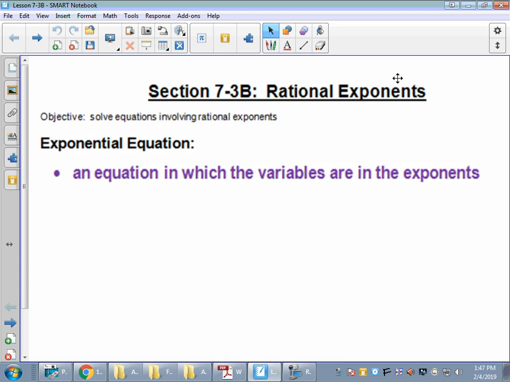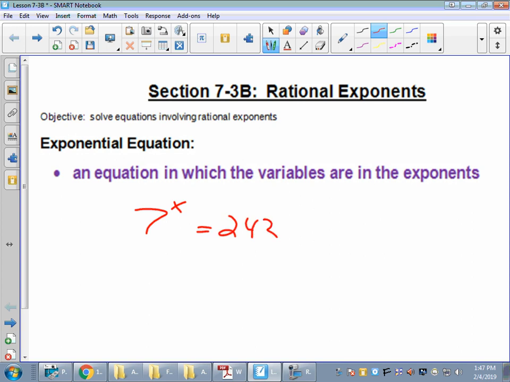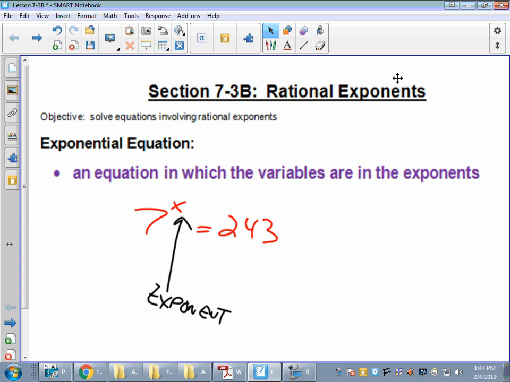So, for example, you might see something like 7 to the x power equals 243, okay? And in this case, we know that this part here is the exponent. So in this, our variable is in the exponent. So we can solve those, all right?